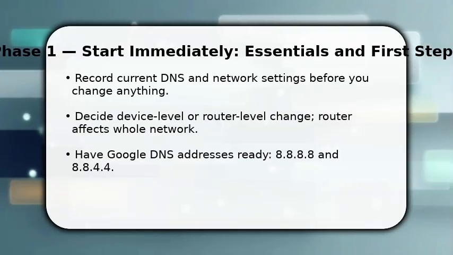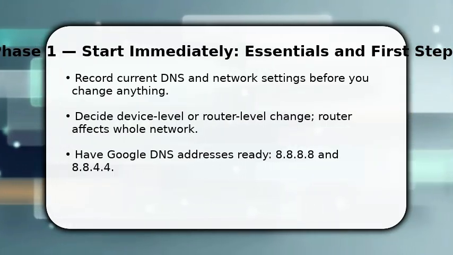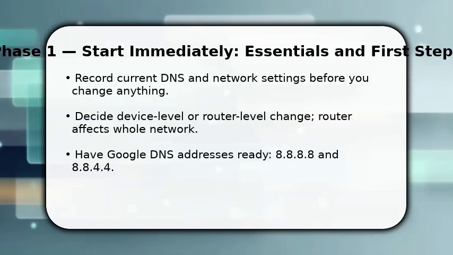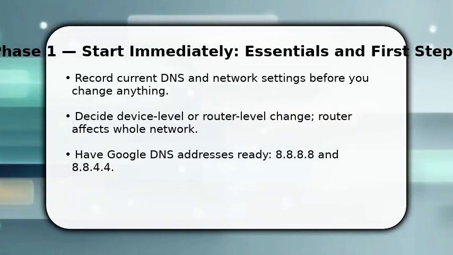You start by confirming prerequisites. Note your current DNS, IP, and gateway so you can revert. On a device, open network settings. On a router, log in to its admin page. Once done, choose static versus DHCP settings carefully because DHCP may overwrite manual changes.